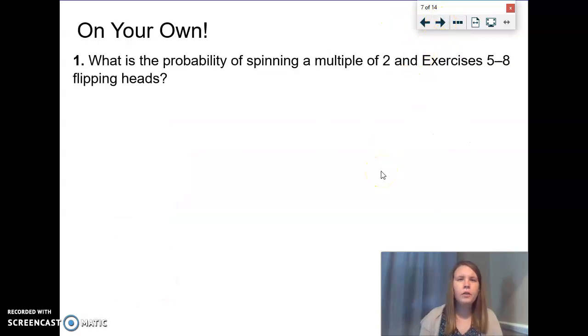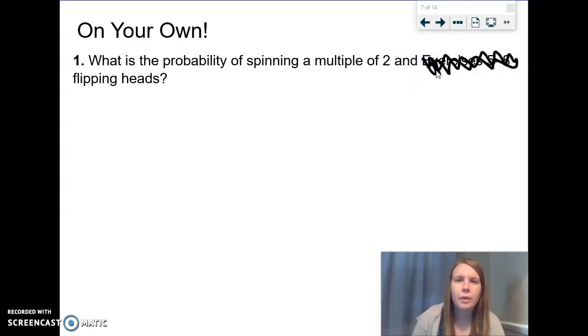All right, so on your own, let's see here. What's the probability of spinning a multiple of 2 and flipping heads? Don't worry about this part. I don't know where this came from.